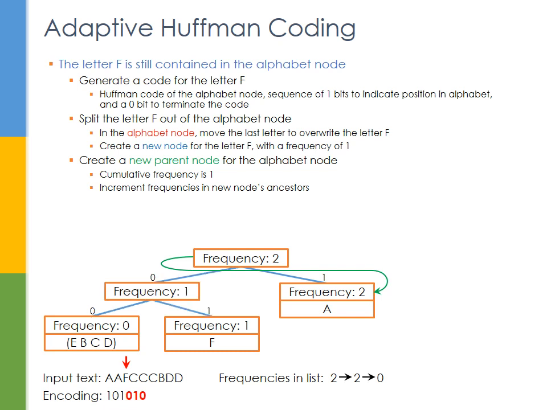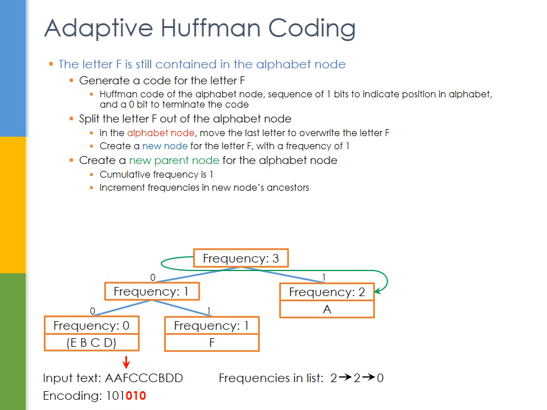Next, we need to create a parent node for the alphabet node and the new node that we've created. So we create a new node, and we have the alphabet node as the left child and the node for the letter F as the right child. The cumulative frequency is 1, which you can see makes sense in terms of the frequencies of the left and right child for that node. Additionally, notice that because the root node was the parent of both the alphabet node and the node for the letter F, it also needs to be the parent for this new parent node with the cumulative frequency of 1 that we've just created.